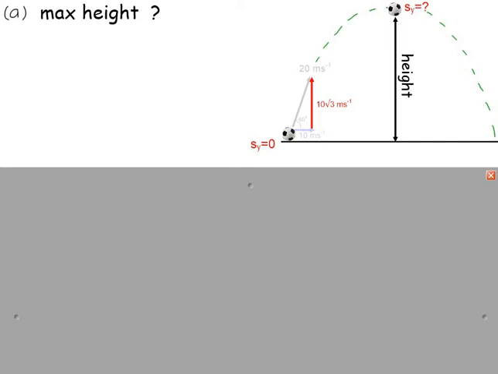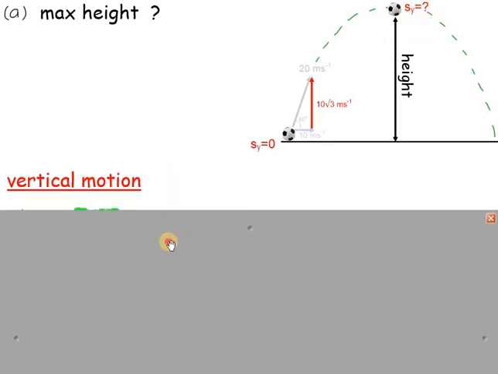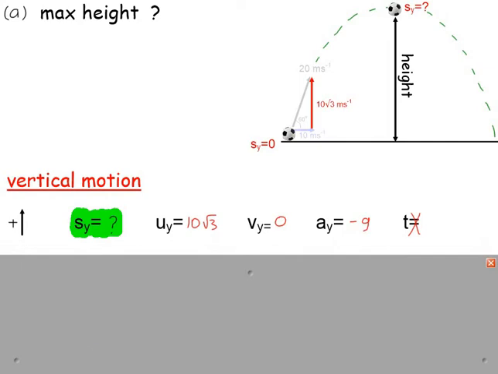So if we look at the displacement, sy is what we need at this point. We're looking at vertical motion. So with suvat, taking the upwards direction as positive, because the ball is initially projected upwards vertically. So this is what we're after from here.